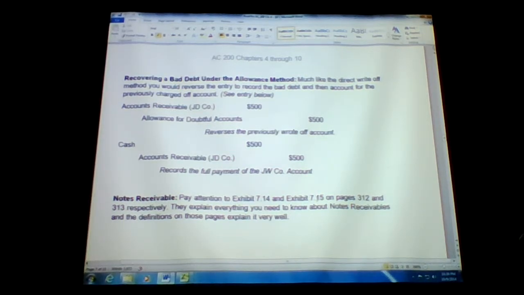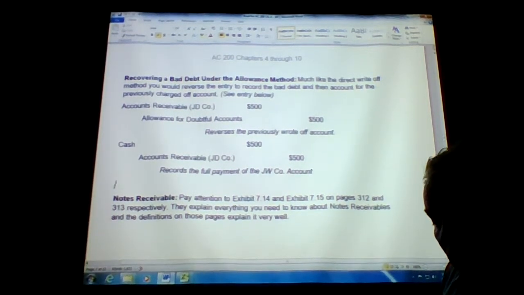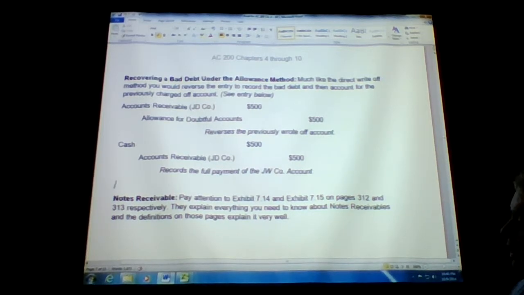It will show you how those are accounted for, and how the interest rates are computed. I'm sorry, it will show you the entries for the maturity date comparisons.